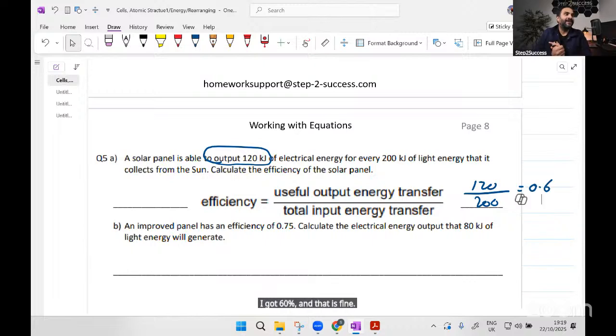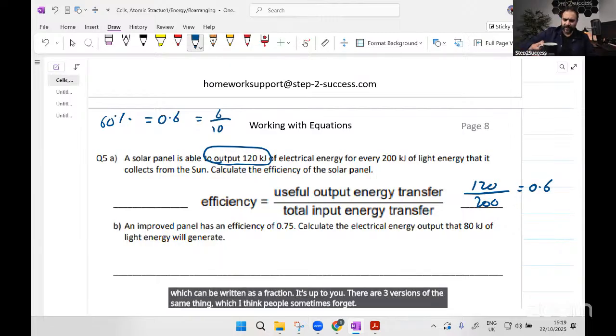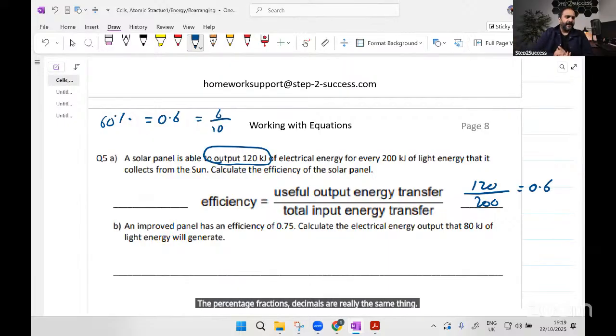60%, 0.6 are the same thing because a percentage can be written as a decimal, which can be written as a fraction. It's up to you. There are three versions of the same thing, which I think people sometimes forget. Percentages, fractions, decimals are really the same thing in different forms. Okay, and then an improved panel, so an even better solar panel, has a better efficiency.